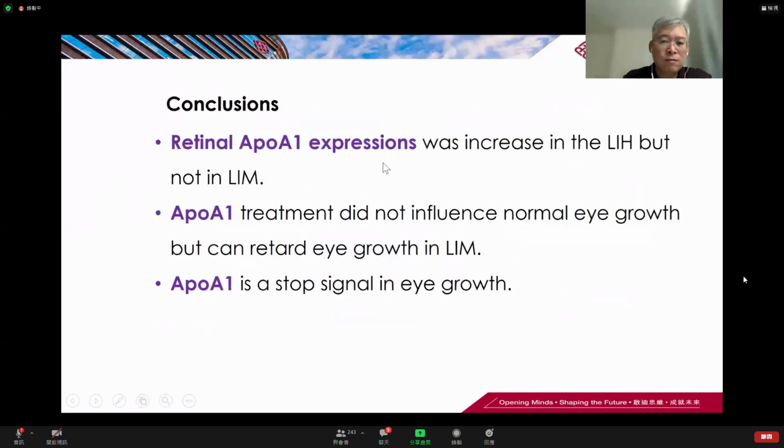In conclusion, we saw that retinal ApoA1 expression was increased in the LIH, but not in the LIM. ApoA1 treatment did not influence the normal eye growth, but can effectively slow down eye growth in the LIM model. So I think the data show that ApoA1 is indeed a stop signal to eye growth, and probably manipulating ApoA1 and the related pathway might be another drug target that one can explore further in terms of controlling myopia in the population.